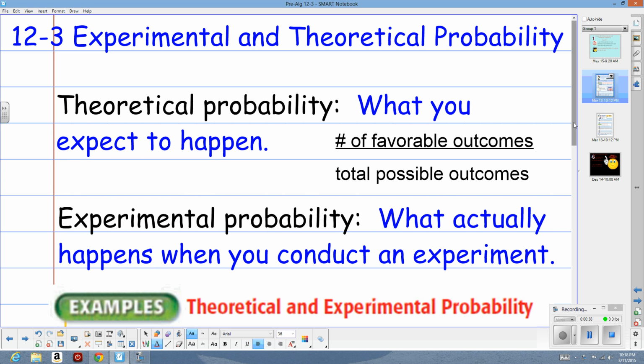Experimental probability is what actually happens when you conduct an experiment. So like if you rolled that number cube 100 times and you rolled a 3 20 times, the experimental probability would be 20 out of 100, or 1/5.